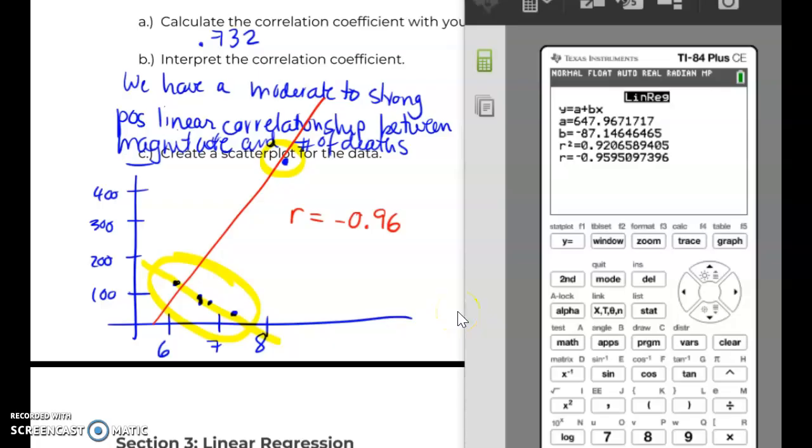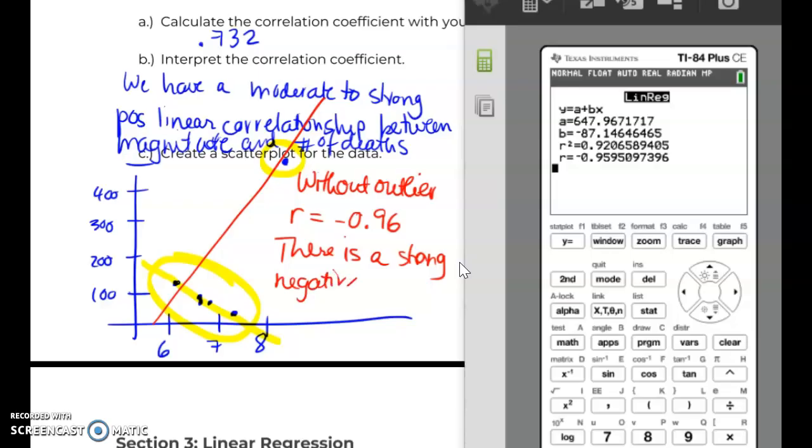So this time, without the outlier, there is a strong negative linear correlation between magnitude and number of deaths. So it completely changed our relationship over here.